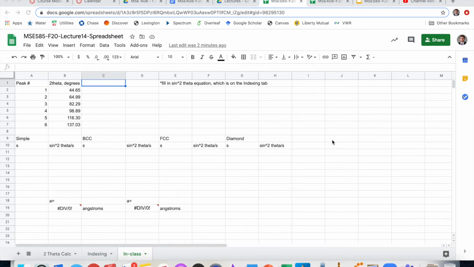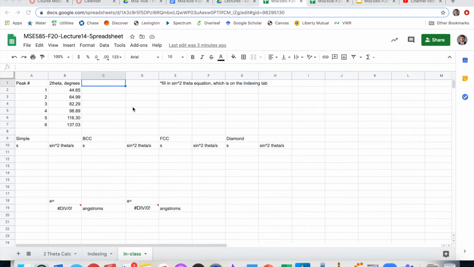So now we're going to go through an example of this indexing procedure. I have this sample for us to look at. There are 6 peaks at these 2 theta values. This has already been fitted for you, and it's giving you the peak centers of the first 6 peaks. It goes up to 136 degrees 2 theta.